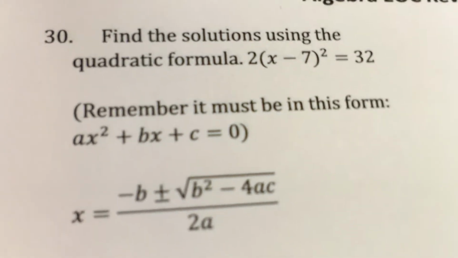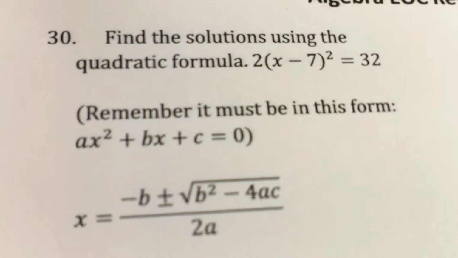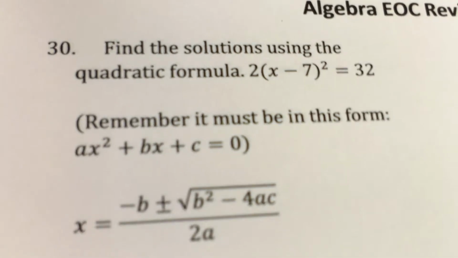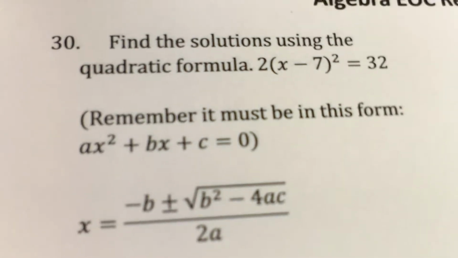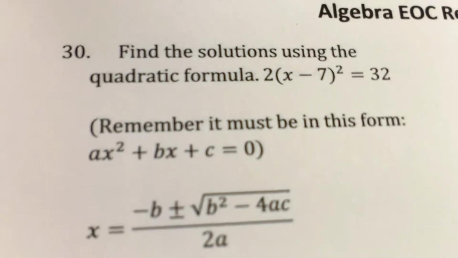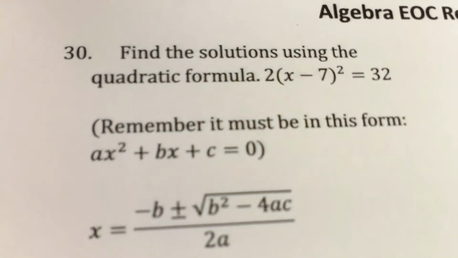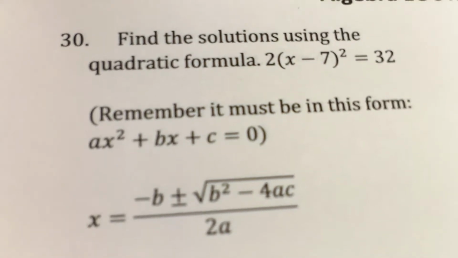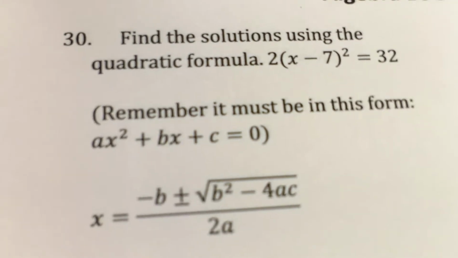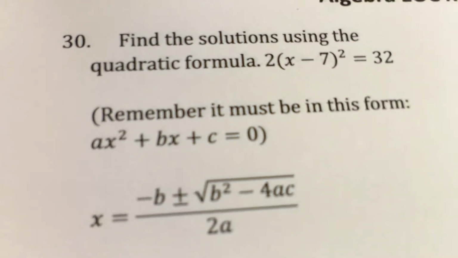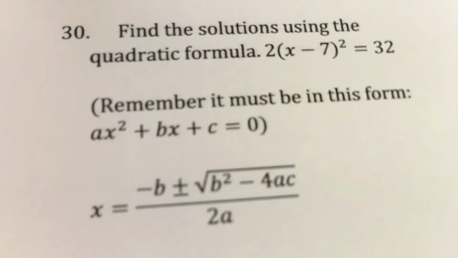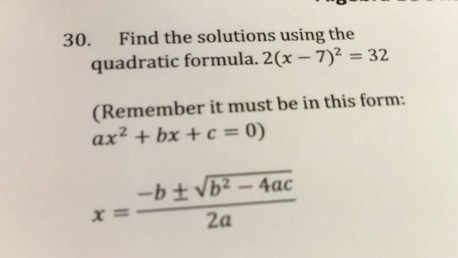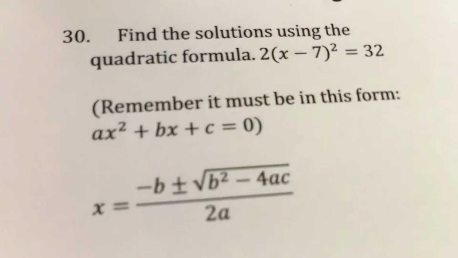Now for question 30. The quadratic formula. The famous quadratic formula. You use the quadratic formula to find your zeros, your solutions, your roots, your x-intercepts, wherever it crosses the x-axis. And quadratics usually have either two solutions, one solution, or no solutions. So it could cross the x-axis twice, or cross it once, or not cross it at all. So the quadratic formula tells us if it has two solutions, one solution, or no solution.